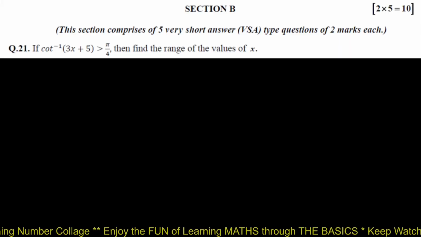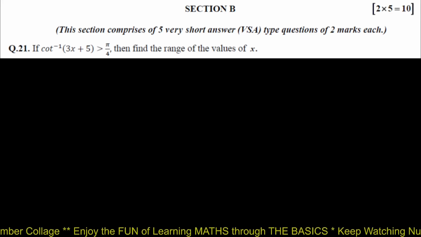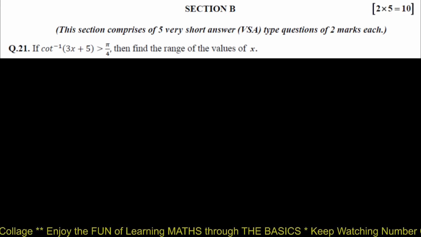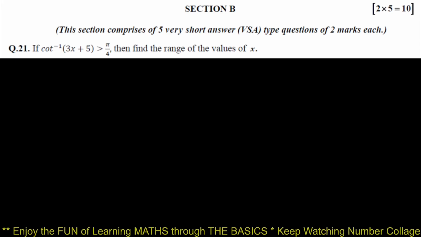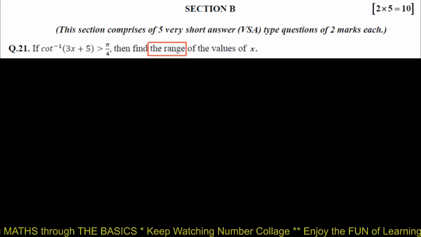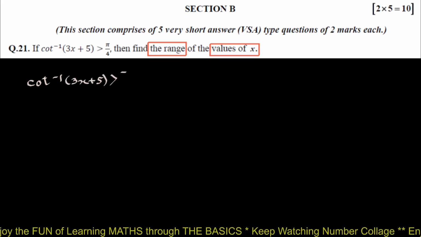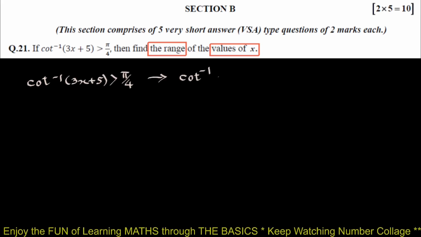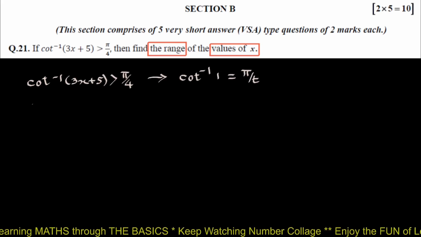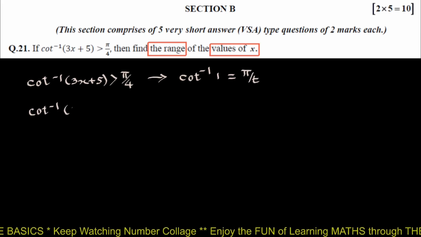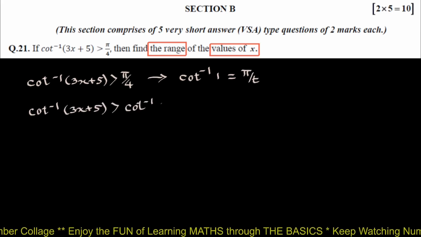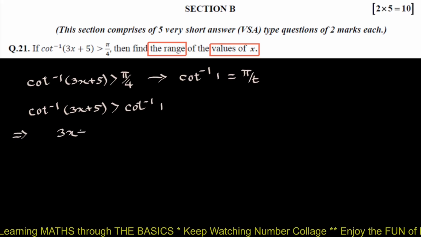Question number 21. If cot inverse of (3x + 5) is greater than pi by 4, then we have to find the range of the values of x. We have cot inverse (3x + 5) greater than pi by 4, but cot inverse 1 is pi by 4. So we write cot inverse (3x + 5) greater than cot inverse 1, which implies 3x + 5 greater than 1.